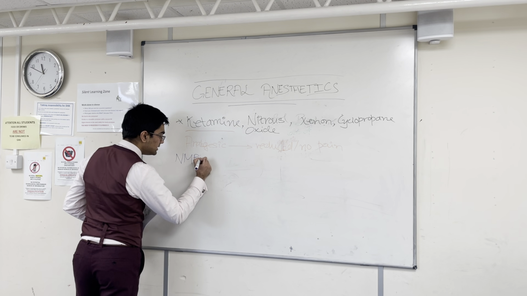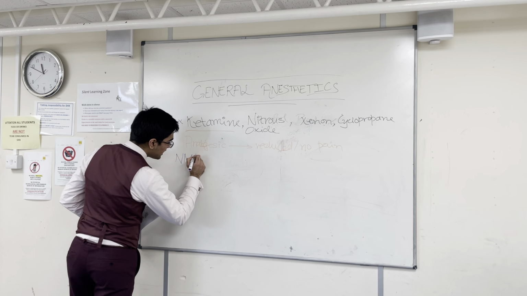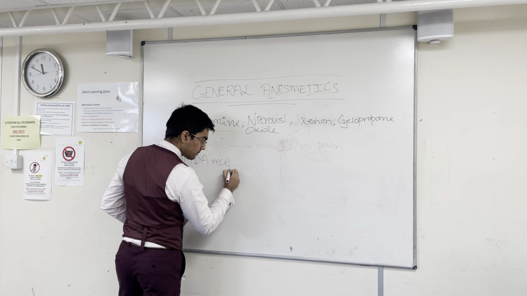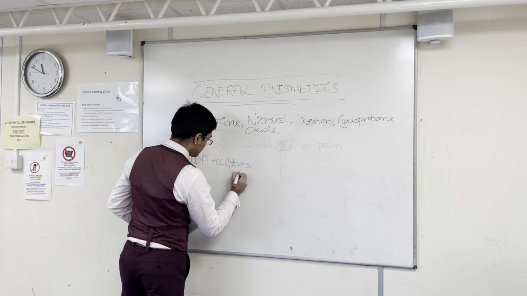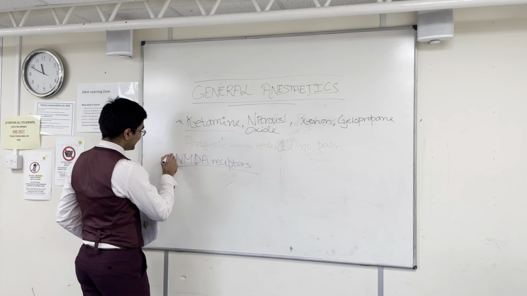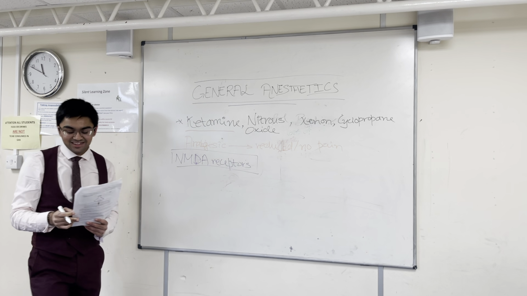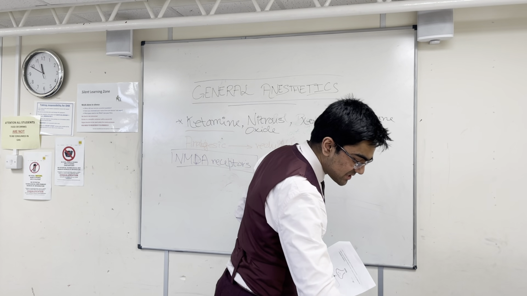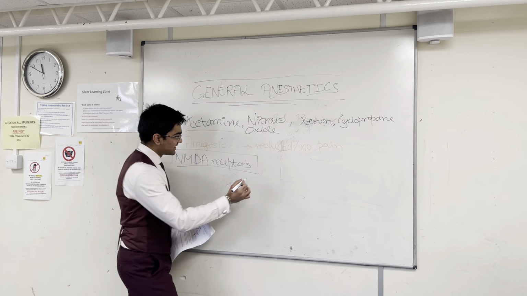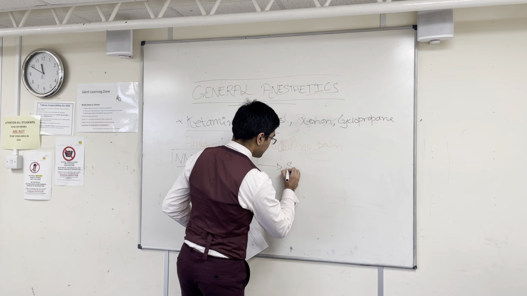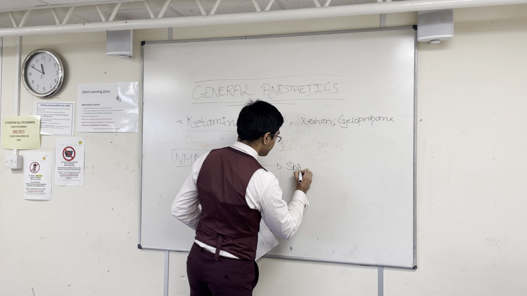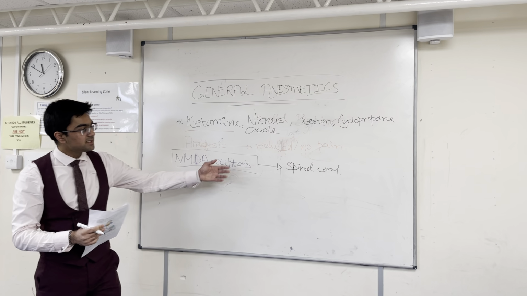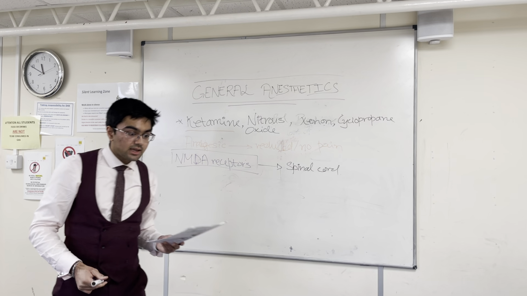NMDA, not B, NMDA receptors. Right, okay. So now these receptors are found in our spinal cord. The NMDA receptors are found in the spinal cord. Now, how do these actually work?